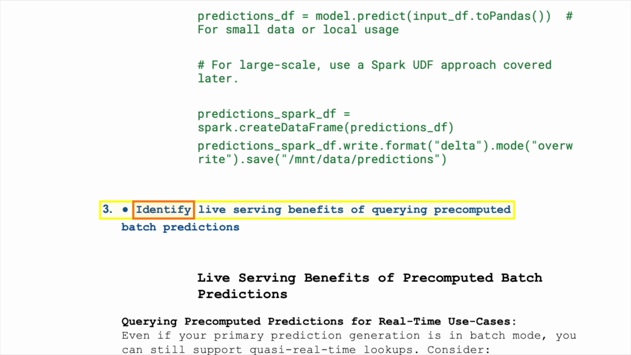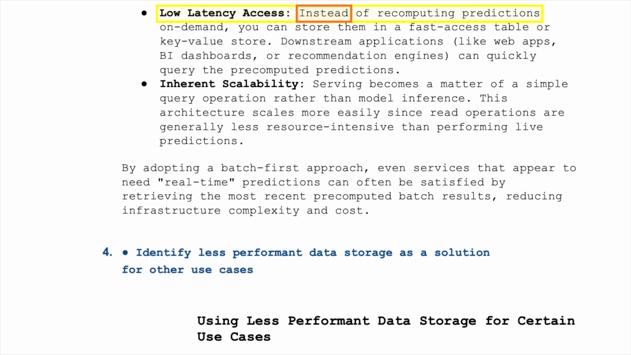3. Identify live-serving benefits of querying pre-computed batch predictions. Even if your primary prediction generation is in batch mode, you can still support quasi-real-time lookups. Consider low-latency access. Instead of recomputing predictions on demand, you can store them in a fast access table or key-value store. Downstream applications like web apps, BI dashboards, or recommendation engines can quickly query the pre-computed predictions.